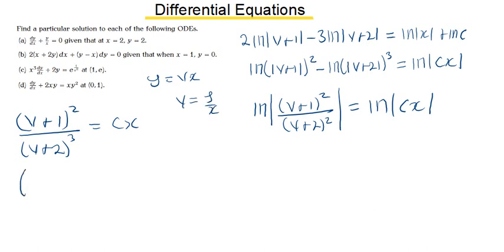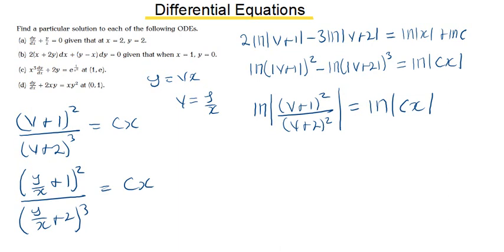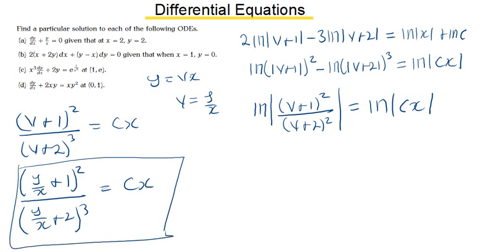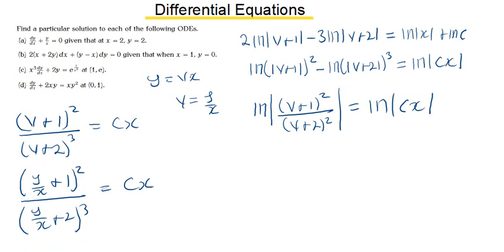You can come here and say, while you have your v, that's going to be (y over x plus 1) squared divided by (y over x plus 2) to the power 3 is equal to cx. So now this is simply the general solution. But for us to find the particular solution, we have x as 1, then we have y as 0. So we can do the substitution here for us to find what our c is going to be.